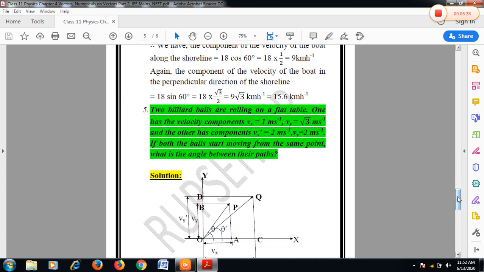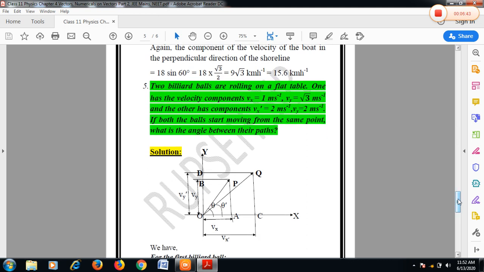Now let us move forward to the fifth question. Two billiard balls are rolling on a flat table. One has the velocity components Vx equals 1 meter per second and Vy equals root 3 meter per second, and the other has components Vx prime equals 2 meter per second and Vy prime equals 2 meter per second. If both the balls start moving from the same point, what is the angle between their paths?